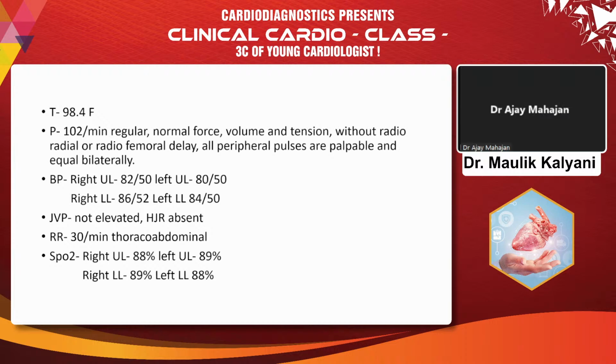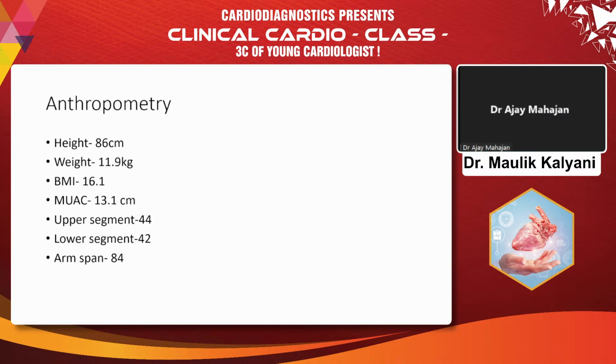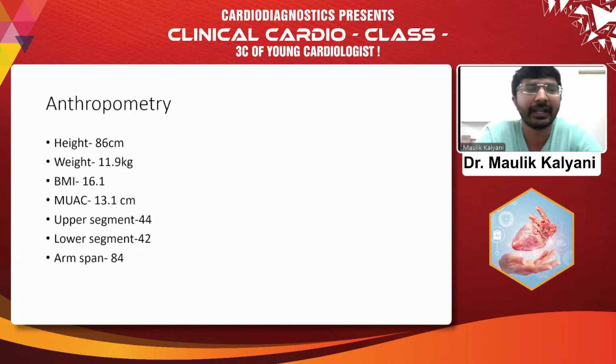Okay, you can continue. The anthropometric data, sir. Height is 86 centimeter, weight 11.9 kg with a BMI of 16.1. Upper arm circumference 13.1 centimeter, upper segment 44, lower segment 42, and arm span is 84.